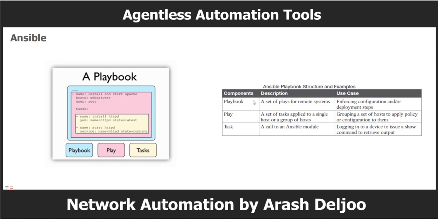About the playbook: the description is a set of plays for a remote system, and the use case is enforcing configuration and/or deployment steps. About the play: a set of tasks applied to a single host or a group of hosts, and the use case is grouping a set of hosts to apply policy or configuration to them. And about the task: a call to an Ansible module, for example logging into a device to issue a show command to retrieve output.